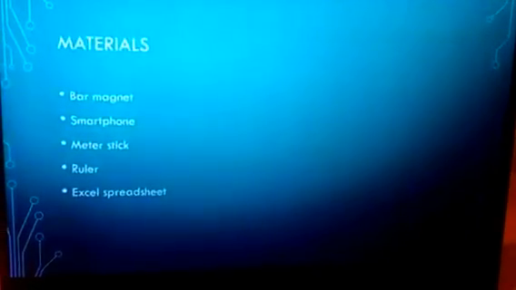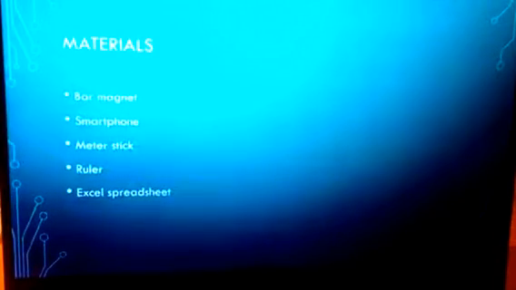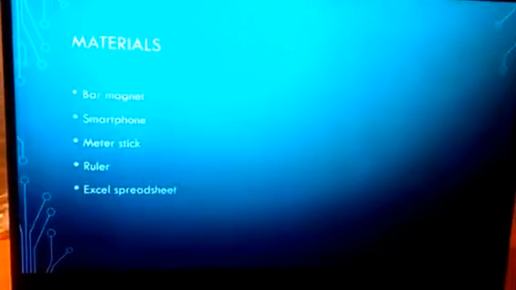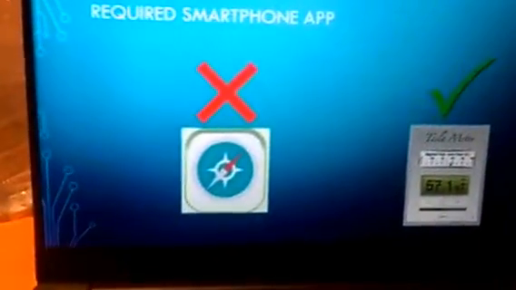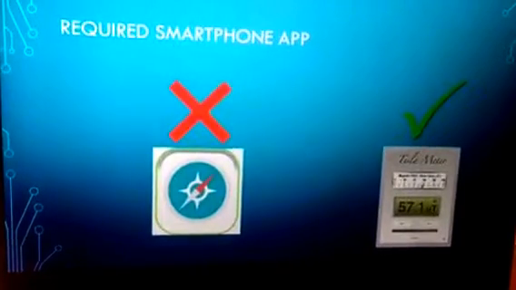Materials needed for this lab were a smartphone, a bar magnet, a meter stick, a ruler, and the Excel spreadsheet provided to us by our professors. On the smartphone, it was required to download a special magnetometer app, such as Teslameter, in order to measure the magnetic field due to the permanent dipole magnet.